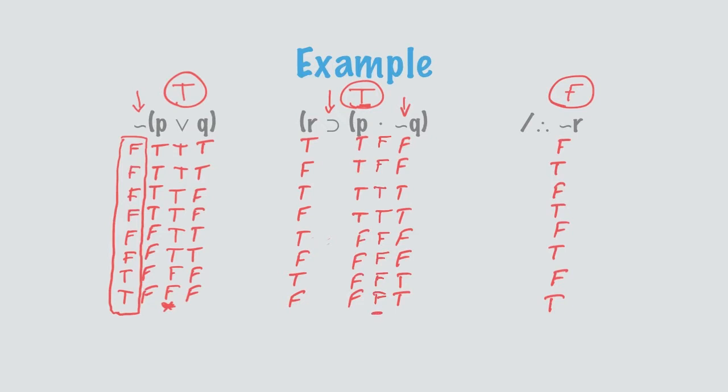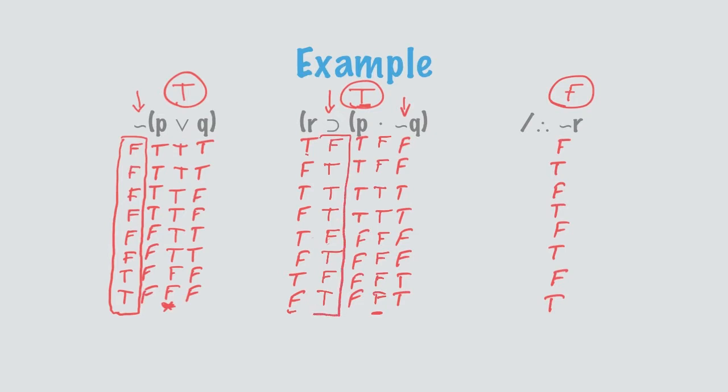column under the conjunction, and I'm going to compare it with what's under the R. So finally, the value for this entire expression, R therefore P and not Q, is going to be under that horseshoe statement. So I'm going to compare, starting here at the top: true therefore false is false. False therefore false is true. True therefore true is true. False therefore true is true. True therefore false is false. False therefore false is true. True therefore false is false. And false therefore false is true.